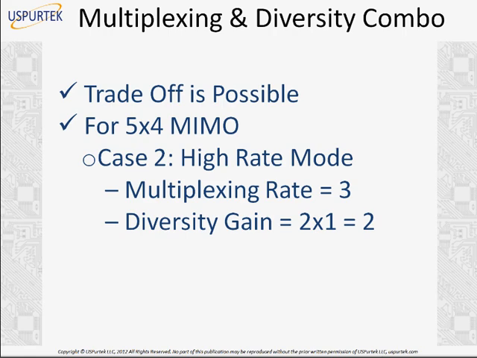So, this way the trade-off is possible. Based on the application, what type of applications where we are deploying a MIMO system, we can adjust our throughput and diversity gain. But there is a compromise. A compromise has to be made.